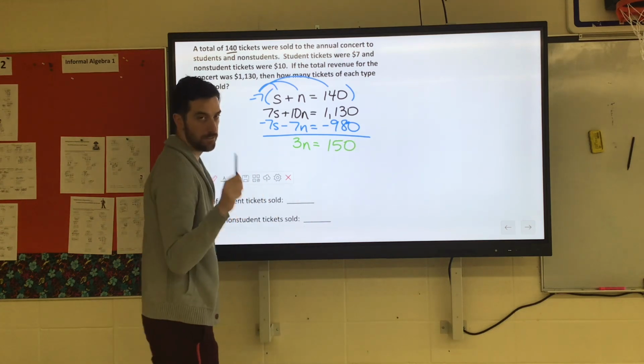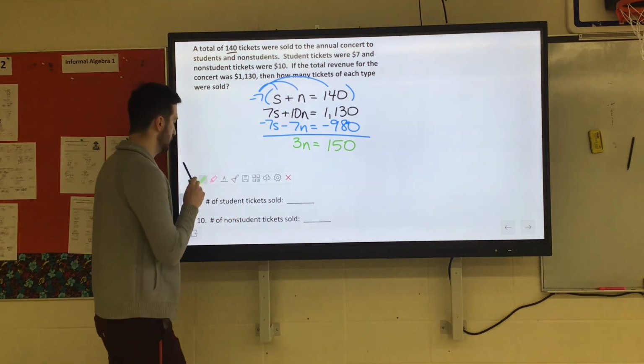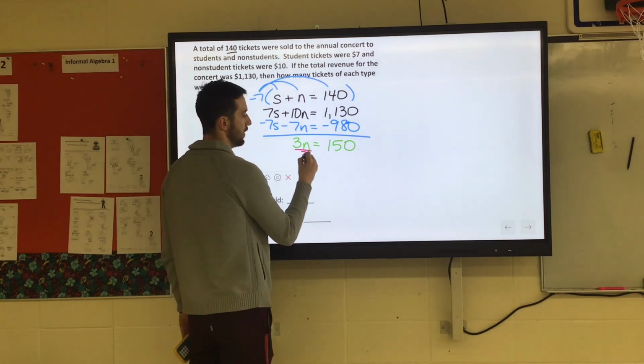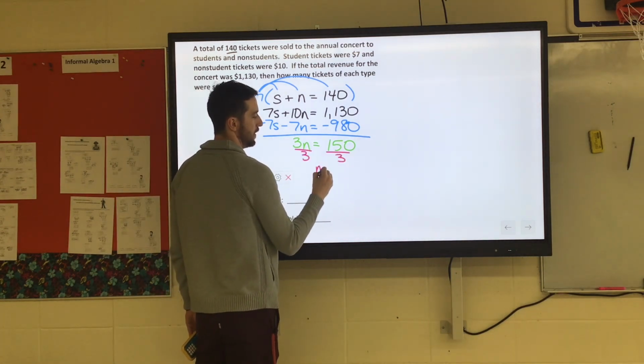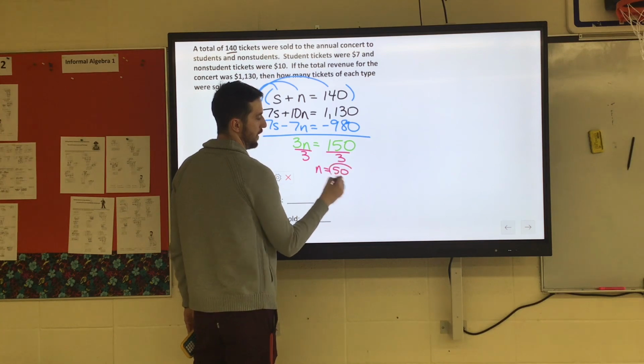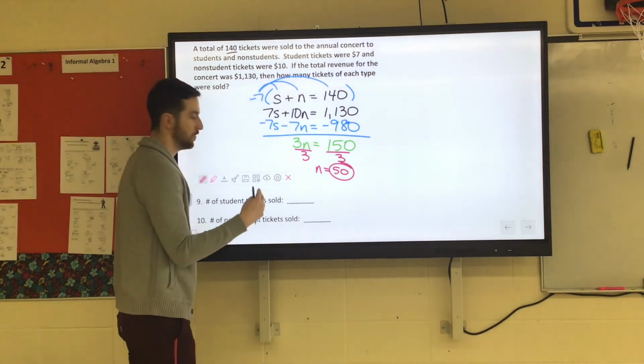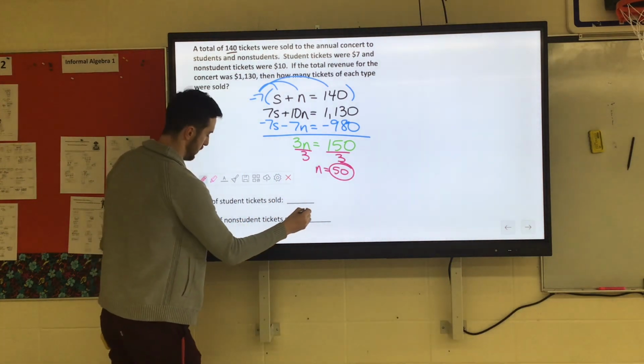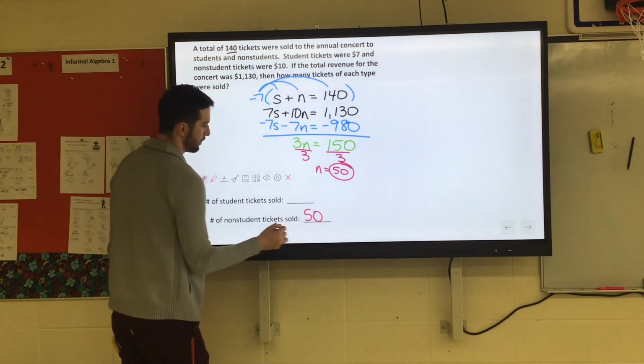3N equals 150. What do you do with the 3? We got to divide it. You got this. N equals 50. Now remember, N we use to represent our non-students. So that would be number 10 there.